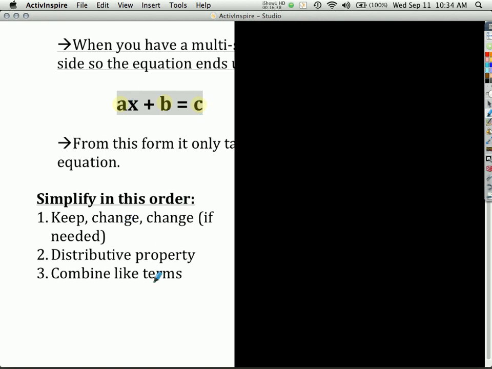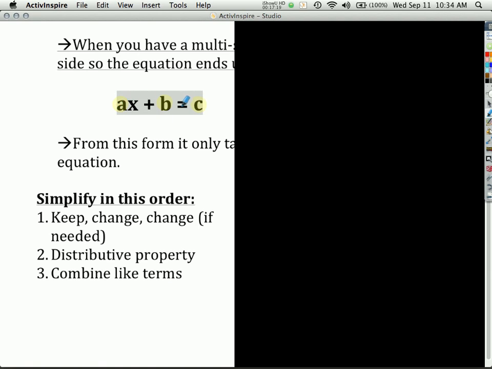Here's the order that you simplify things. Keep, change if you need to. A lot of us don't even need to do it anymore, so you could skip that if you don't need to. We've had some conversations about how your mind should just take the subtraction sign and move it over. So if your mind is ready for that, don't even do step 1. But the next 2 are really important, and Ania helped us understand why. You must do distributive property before you combine like terms. Once you've done all of this, the equation should look like this.